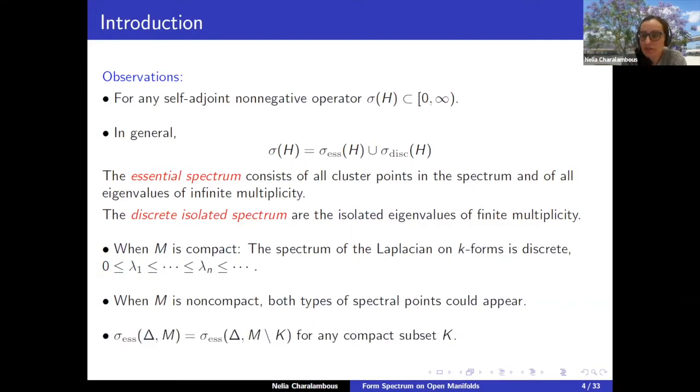For the essential spectrum in particular, it's also well known that the essential spectrum of the Laplacian over the whole manifold coincides with the essential spectrum on the manifold minus any compact subset of the manifold. In other words, the essential spectrum gives us mostly information about what's going on at the ends of the manifold.